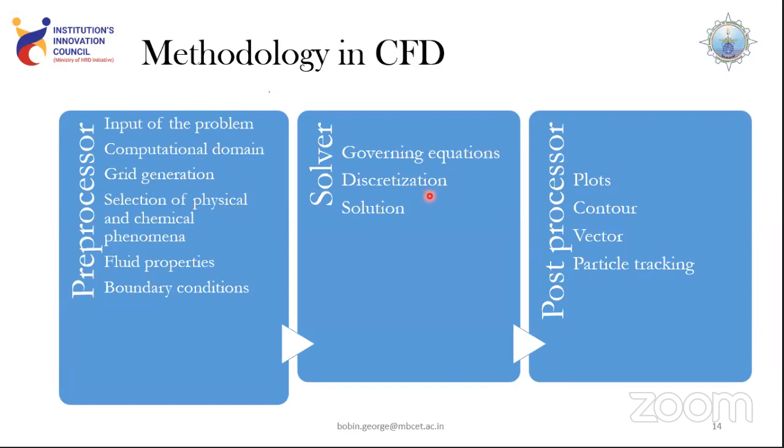The next aspect is discretization. Discretization basically means converting the partial differential equation into algebraic equation so that we can solve that in a much finer way. And you arrive at a solution that constitutes the solver part. And the last one, that is the post processor, in which you can interpret the results in various kinds of way. And most of you have seen how a CFD itself will look like. We'll be looking into that.